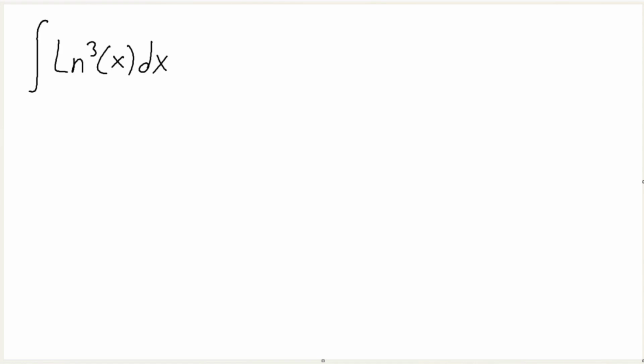ln of x cubed. You definitely do not want to do integration by parts with this, because then you'll just be doing it way too many times, and it's annoying. So let u equal ln of x. And then e to the u is equal to x. Then e to the u du is equal to dx. So if you derive e to the u, it's e to the u, obviously.